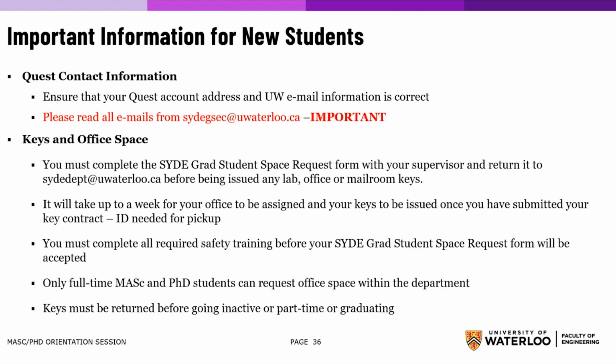Keys and office space. If you're a full-time student, you are entitled to office space here on campus. There is a form, a systems design graduate student space request form, that needs to get filled out in order for you to be given space, and that's signed off on by your supervisor. Your supervisor will typically suggest what space they want to allocate you to, so we don't have you all over the place. You will get keys and fobs from the department for your office space. You need to complete the mandatory safety training, which is linked in that form, before you get keys to office space. And again, it's only for full-time students.